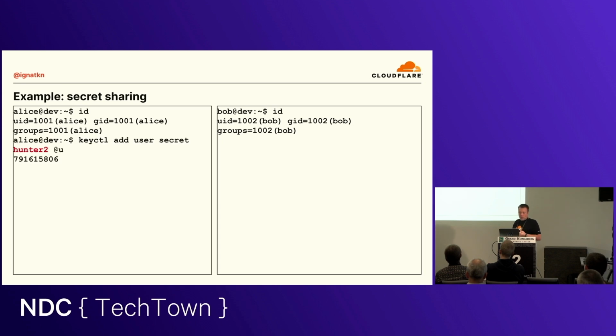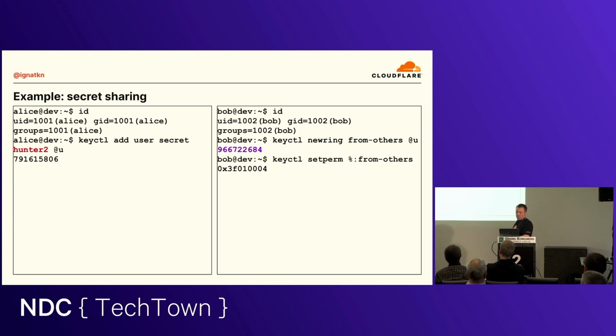Alice can add the secret she wants to share in her own keyring. Bob can create a custom keyring called from others, which is like an inbox to receive secrets from other users, right? And he will have the serial number. He can then communicate that. Bob also needs to set permissions, which is similar to file permissions, which means that any user on the system can write to the keyring, but not even read from it. So users can write keys to this keyring.